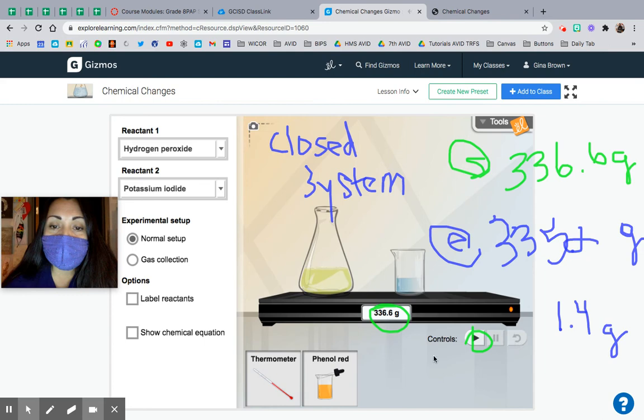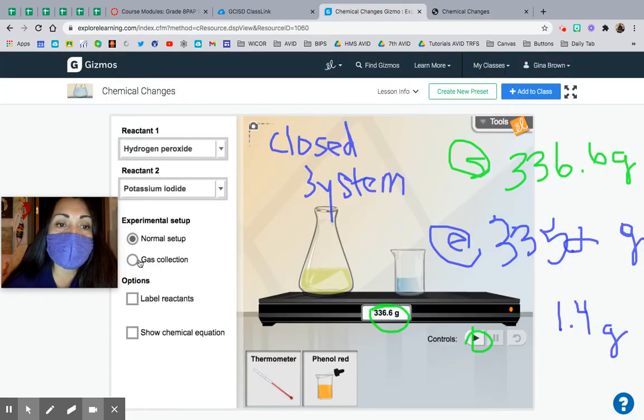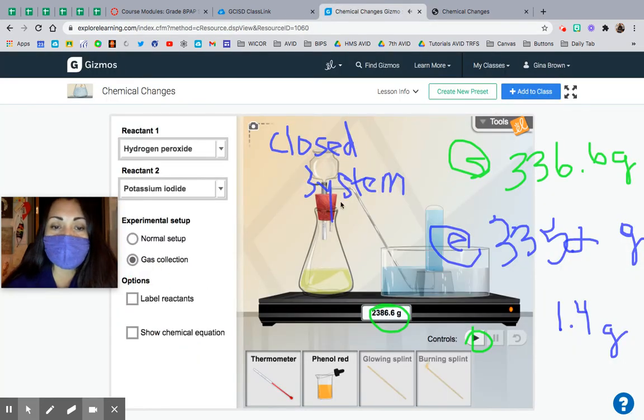So now I'm going to hit refresh again. And it says on the paper right here that you need to set up the gas collection. So you need to hit gas collection. It changes the whole thing.